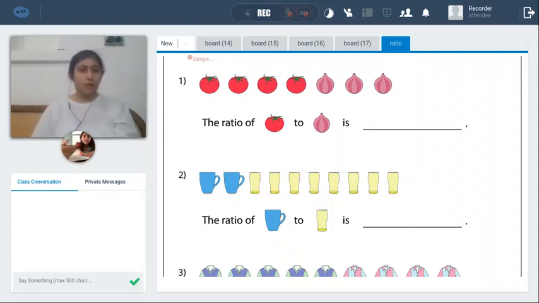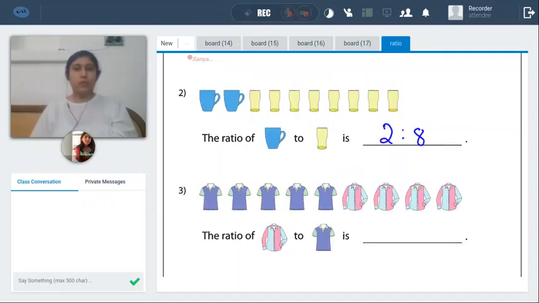Now we have 4 tomatoes and we have 3 onions. So what is the ratio of tomato to onion? The ratio of tomatoes to onions is 4:3. Very good. Now let us move to the next one. So we have 2 blue cups and we have 8 yellow glasses. So what is the ratio of blue cup to glasses? 2 to 8. Good. 2:8. Very good.